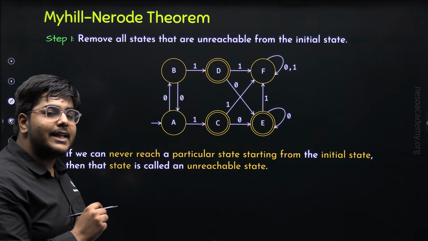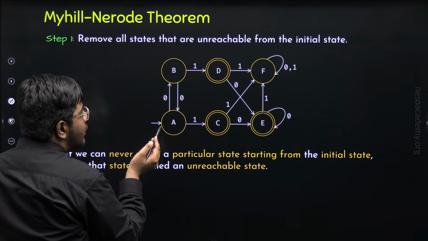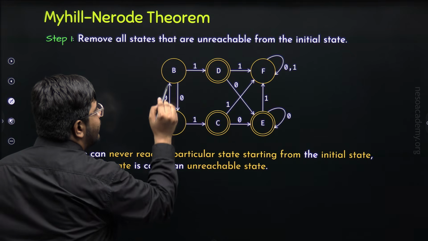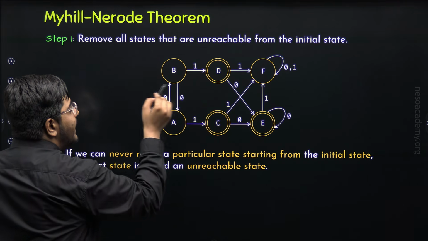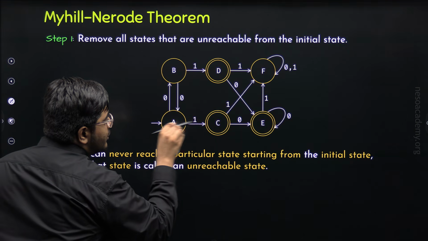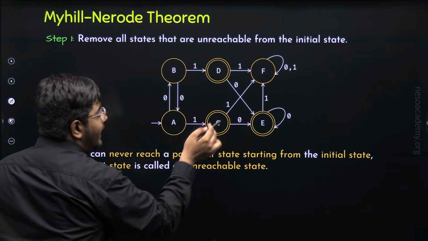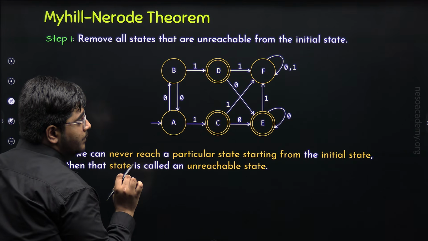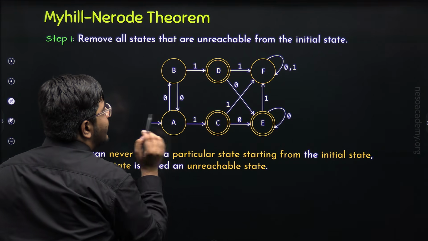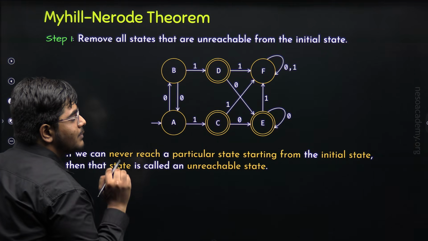So let's check all the states one by one. Let's first start with the state B. We can reach the state B from A using this particular transition. That means B is a reachable state. Now let's check C. This transition is used to reach C from the state A. That is why C is also a reachable state. If I talk about D, then these two transitions can lead to the state D from the state A. So D is also a reachable state.